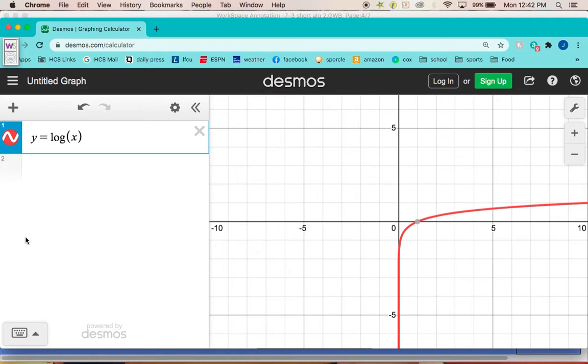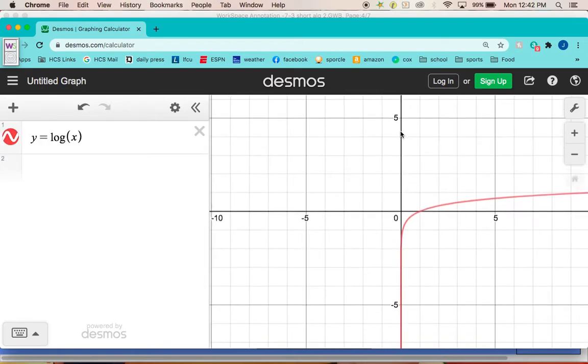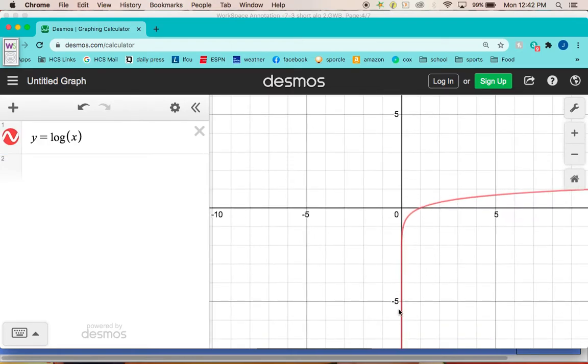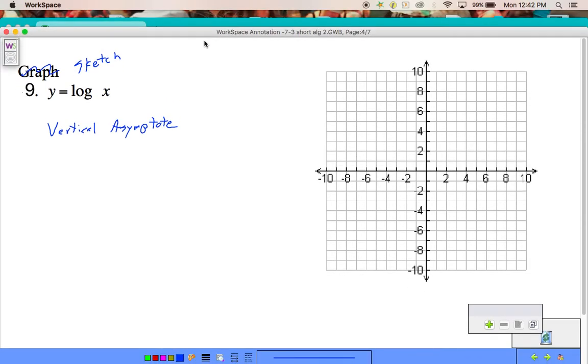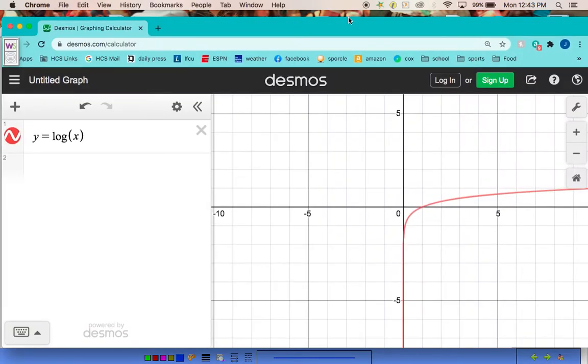And if I look at this, right here it looks like I have my vertical asymptote. Right? That's my vertical line that my graph crosses. It doesn't look like it goes over. So what I'm going to say is I have a vertical asymptote for this one right here, which is the equation x equals 0. That's my vertical asymptote because it looks like my graph curves towards it.